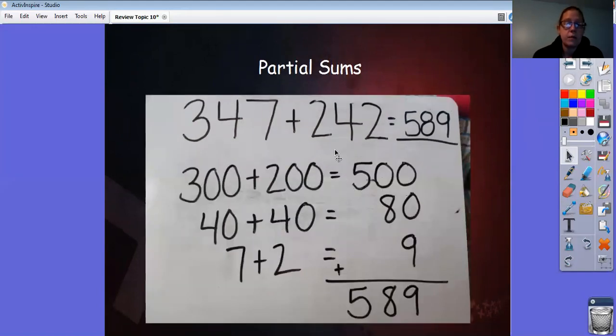Another strategy would have been to use the partial sums to break it down. 300 plus 200 equals 500, 40 plus 40 equals 80, and 7 plus 2 equals 9, and then add 500 plus 80 plus 9 and got 589.